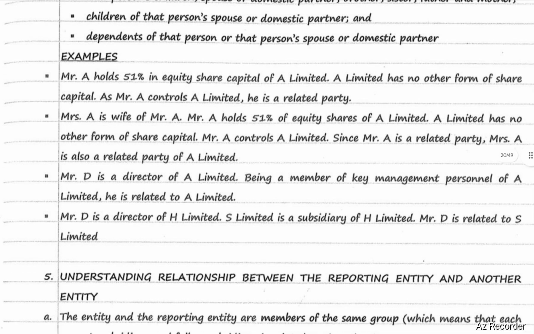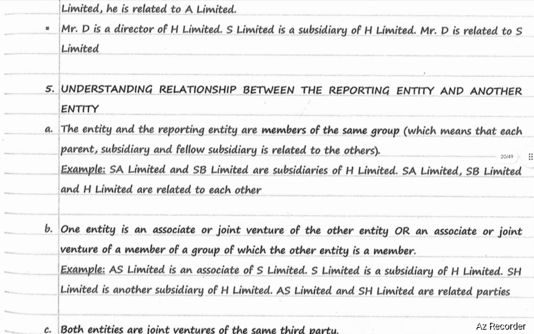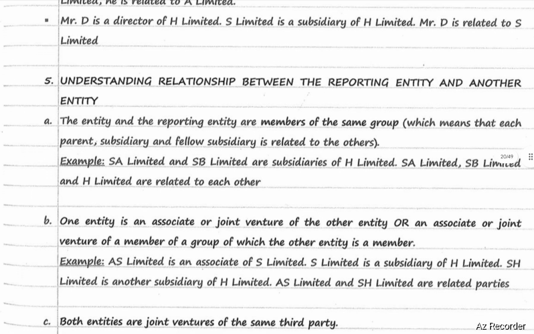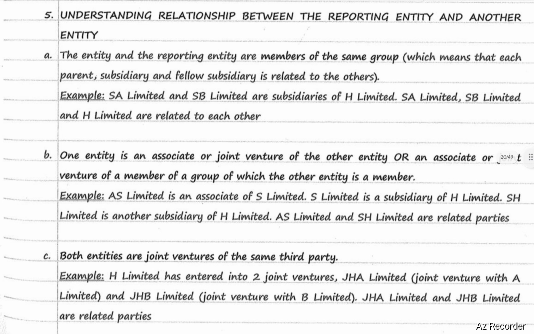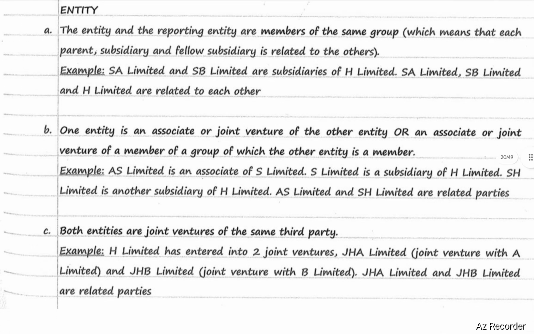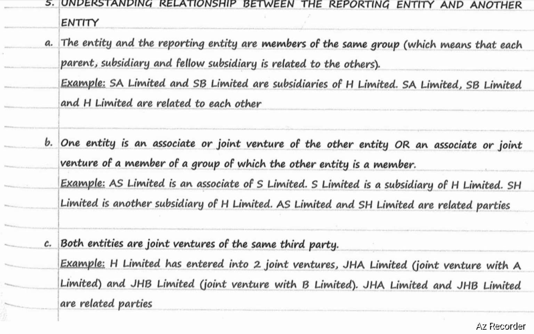Next, understanding relationship between reporting entity and another entity. The entity and the reporting entity are members of the same group, which means that each parent, subsidiary, and fellow subsidiary is related to the others. Example, SA Limited and SB Limited are subsidiaries of H Limited. SA Limited, SB Limited, and H Limited are related to each other. Next, one entity is an associate or joint venture of the other entity, or an associate or joint venture of a member of a group of which the other entity is a member. Example, AS Limited is an associate of S Limited. S Limited is the subsidiary of H Limited.